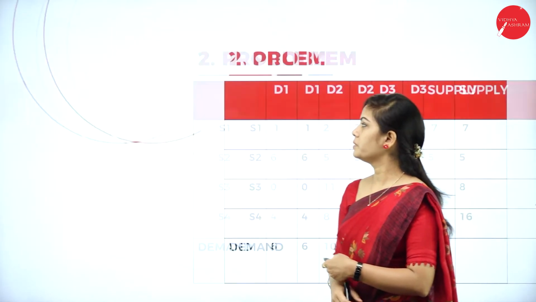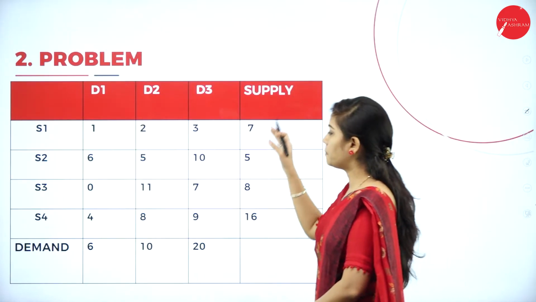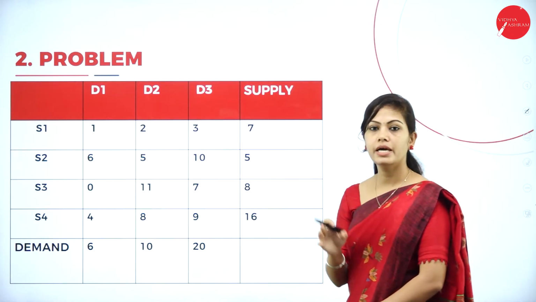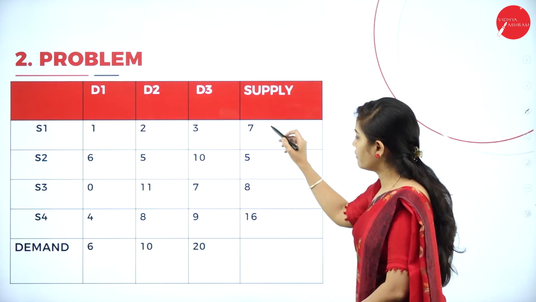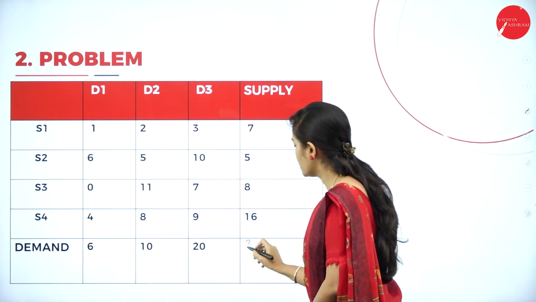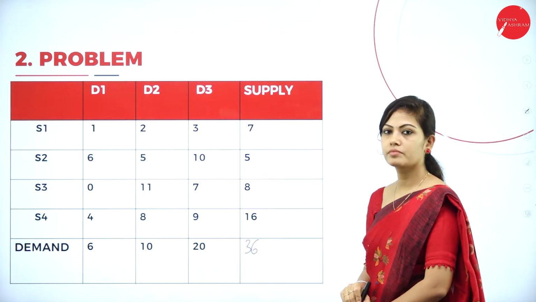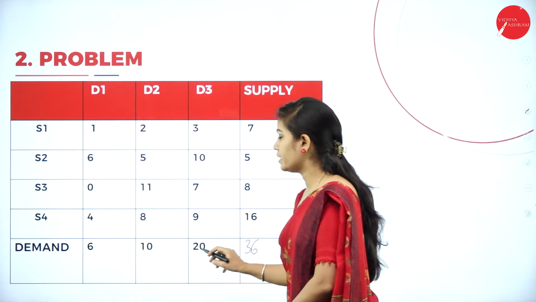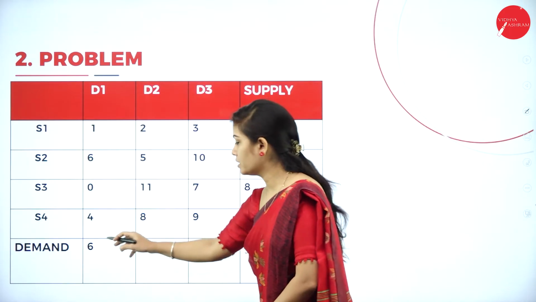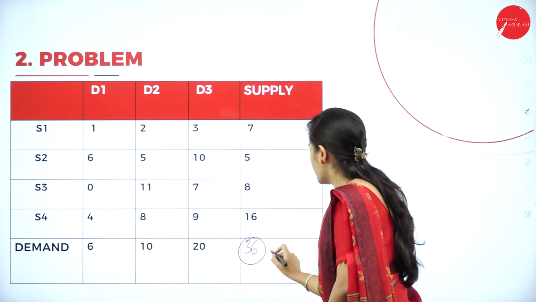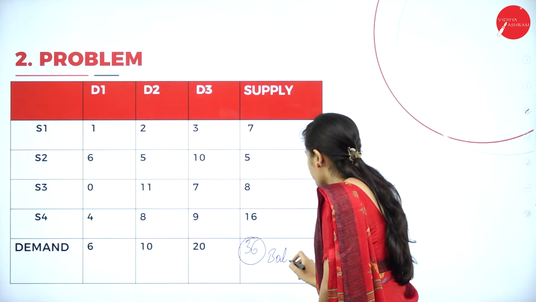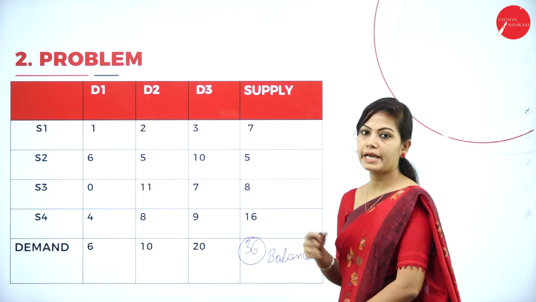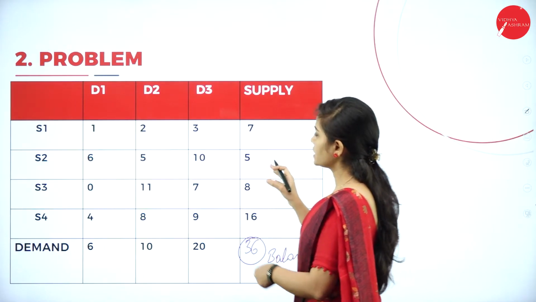So the next problem is, I have supply and demand again. First step is you have to check whether it is balanced or unbalanced. 7, 5, 8 and 16, it is 36. And 6, 10, 20, 30, 36. So it is a balanced problem. I can proceed. So what is the next step?